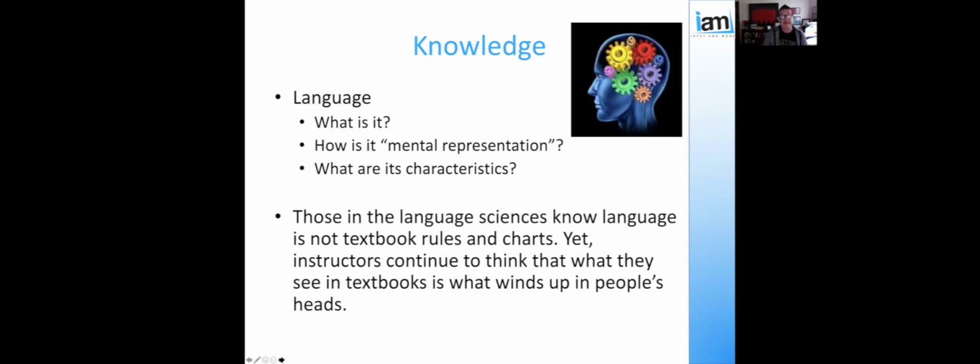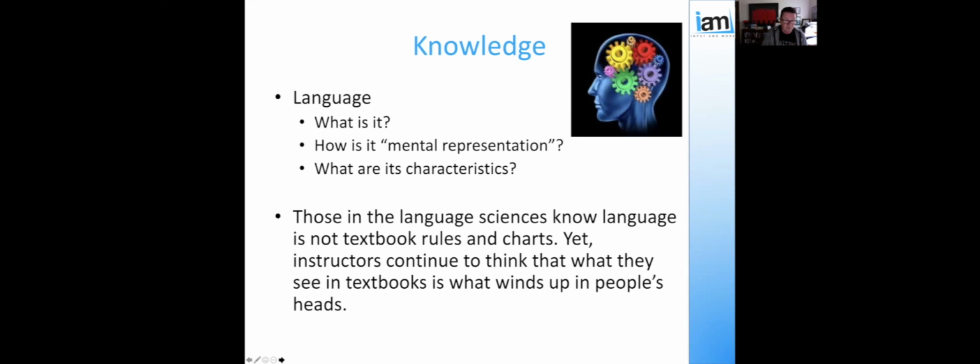Now, those of us who work in the language sciences, i.e. linguistics, know that language is not textbook rules and charts. So when you open up a Spanish textbook or a Japanese textbook or a German textbook, what's on those pages is not language, okay? They are external descriptions for something that we have a difficult time really talking about. We'll see in a minute what I mean by that. But unfortunately, instructors continue to think that what they see in textbooks is what winds up in people's heads. They also think that somehow language in textbooks is informed by research on language, and quite frankly, it's not.